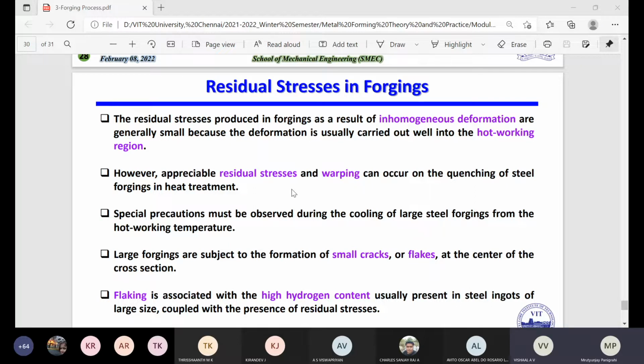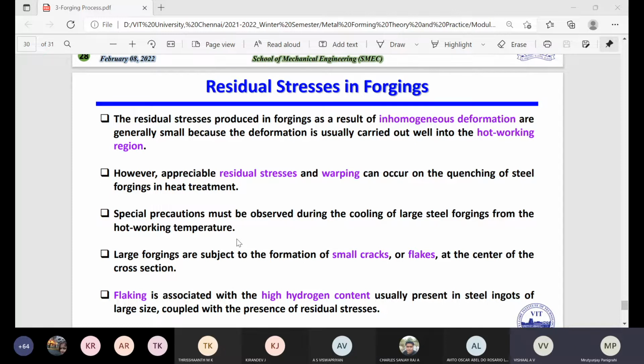However, appreciable residual stresses and warping can occur on the quenching of steel forgings in heat treatment. One more thing I am suggesting every time: the moment you are quenching, the quenching media are also different. One is furnace quenching, then oil quenching, then water quenching, and sometimes room temperature quenching. Automatically it is quenching, but sometimes we put it in an oil bath immediately or in a water bath. So that also depends. Special precautions must be observed during cooling of large steel forgings from the hot working temperature.